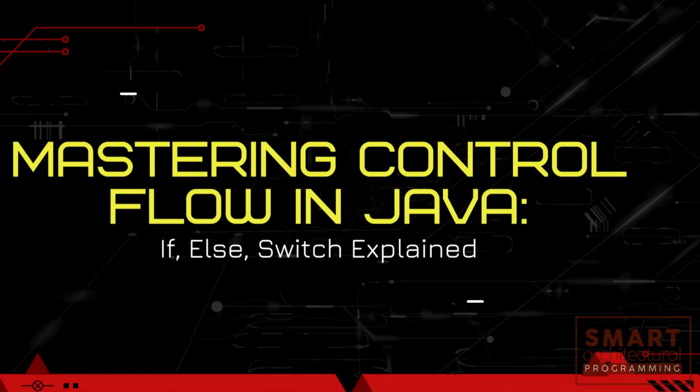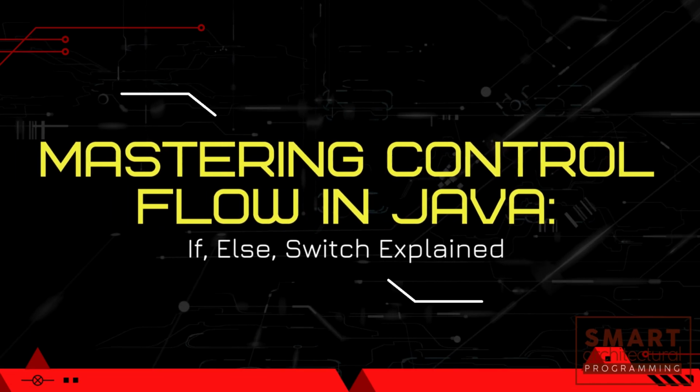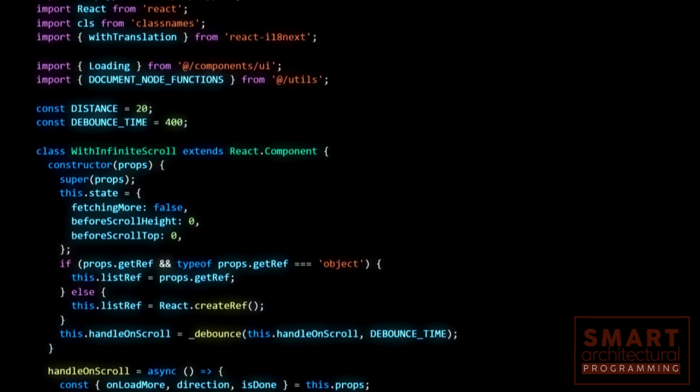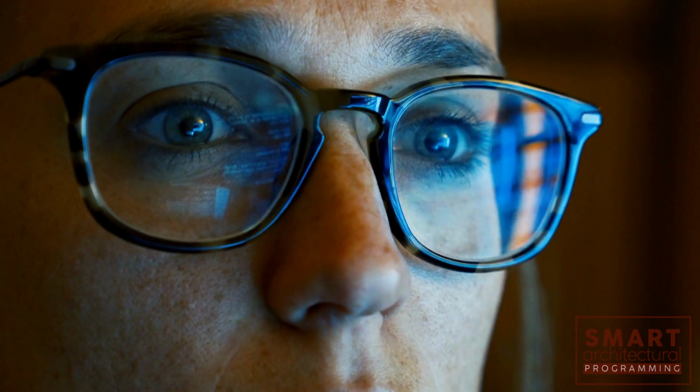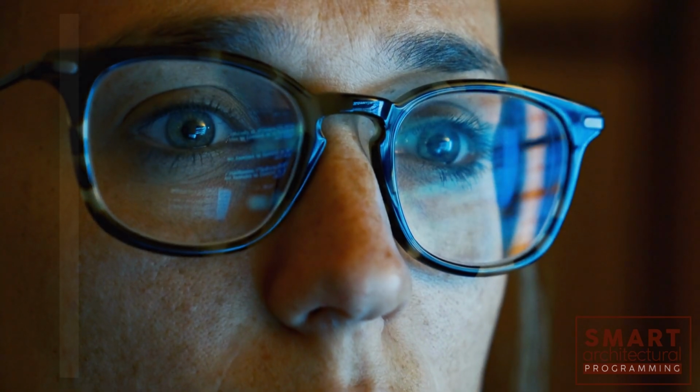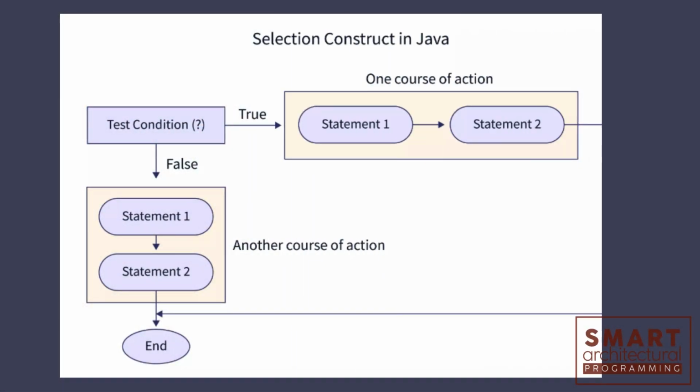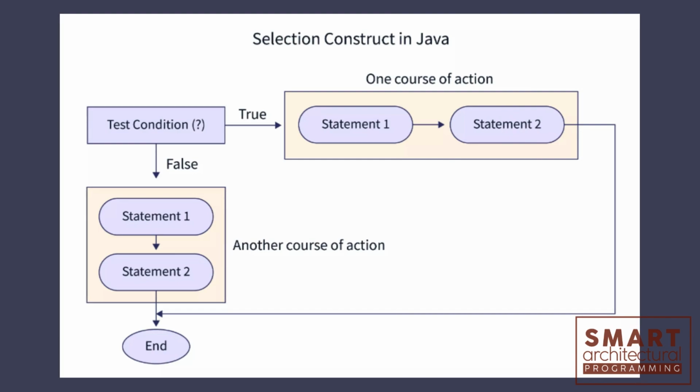In this video, we'll delve into the intricacies of if, else, and switch statements, essential components for every Java programmer. By the end of this tutorial, you'll have a solid understanding of how to control the flow of your Java programs effectively. Control flow statements dictate the order in which your program executes its code. They allow you to make decisions based on conditions, enabling your program to respond dynamically to different scenarios.